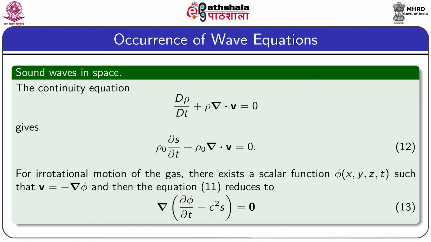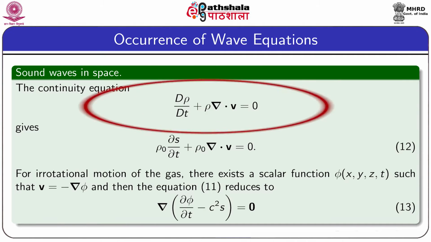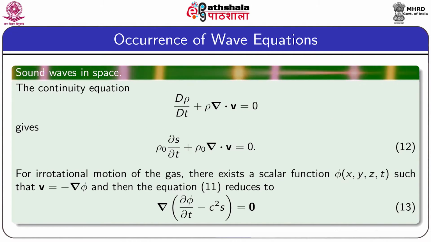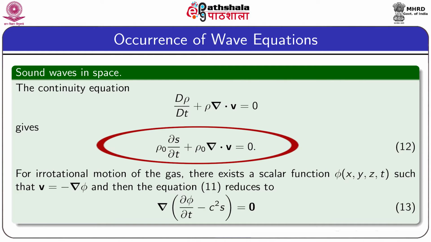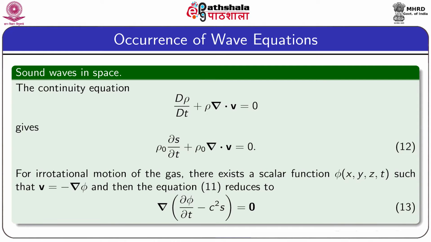Now, if we think about the continuity equation, the continuity equation is given by ∂ρ/∂t plus ρ divergence of V equals 0. So, in terms of small s and V and neglecting the nonlinear terms, the continuity equation reduces to the form which is written in equation number 12: ρ0 ∂s/∂t plus ρ0 divergence of V equals 0.